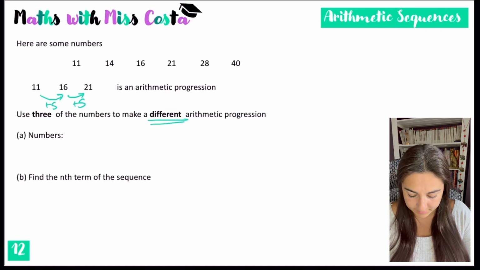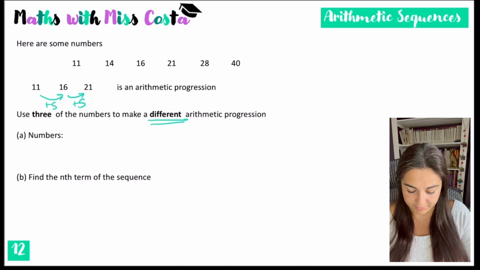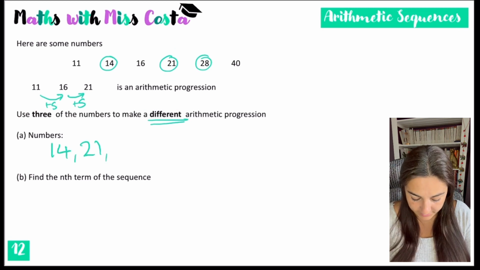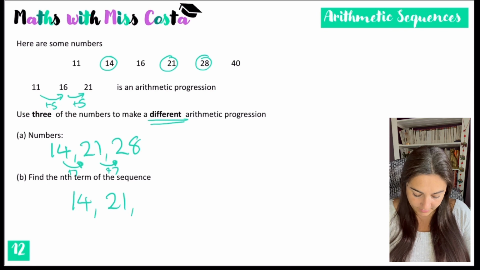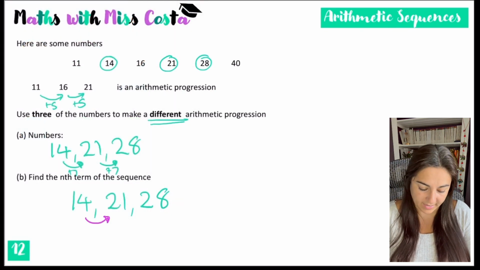Use 3 of the numbers to make a different arithmetic progression. Okay, so we're just looking for 3 numbers that have a different difference. So perhaps we could have 14, 21 and 28. So 14, 21, 28, because the difference each time is plus 7. Okay, so we've got our terms 14, 21, 28, and we want to work out the nth term.